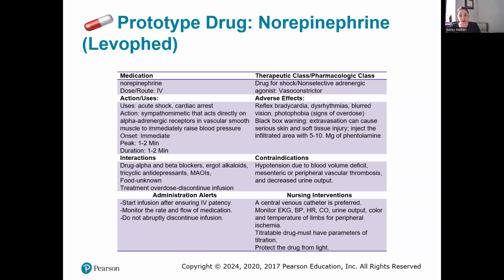So you have to ensure IV patency before you do it. Obviously monitor the rate and flow of the medication. They better be on that cardiac monitor. They better be having their blood pressure taken every 5 minutes, if not more often. Do not stop it abruptly. Okay. Now it says treatment of overdose, stop the infusion.